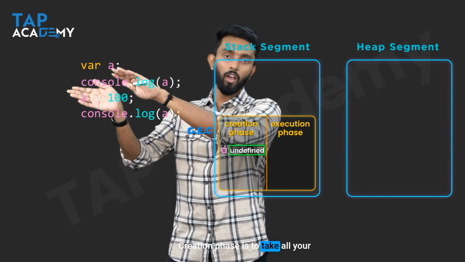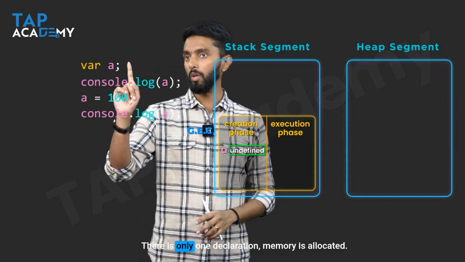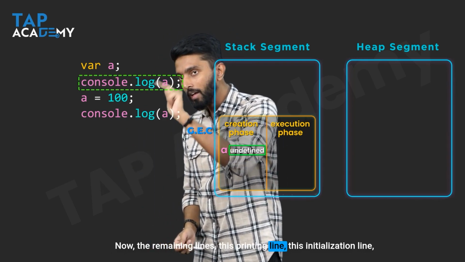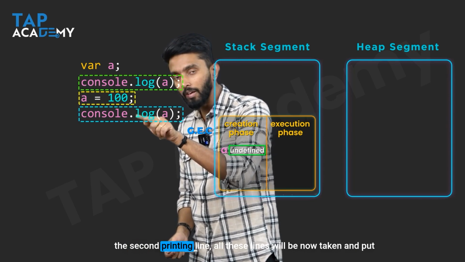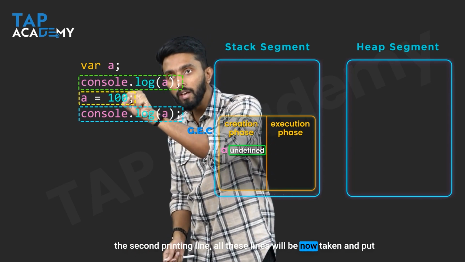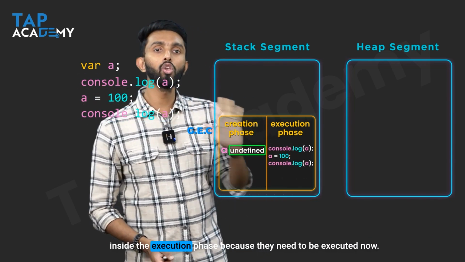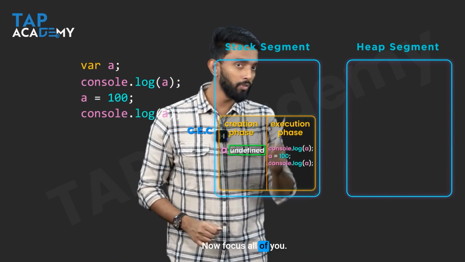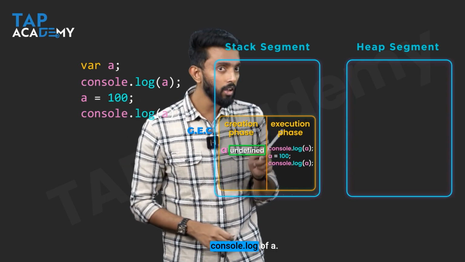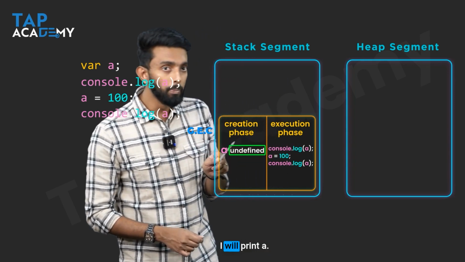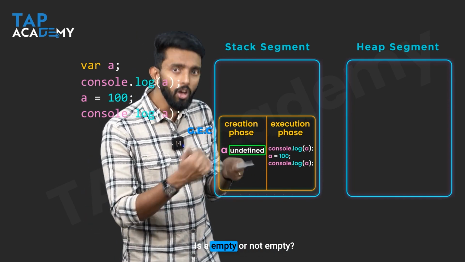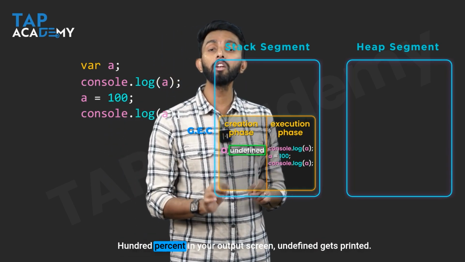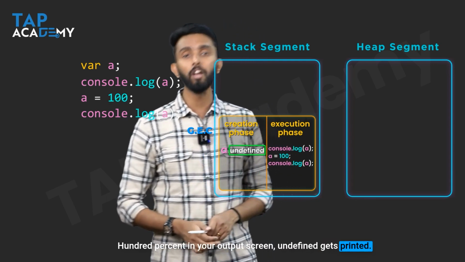The creation phase is to take all your declarations and allocate memory for them. There is only one declaration, so memory is allocated. Now the remaining lines, this printing line, this initialization line, the second printing line, will be taken and put inside the execution phase because they need to be executed now. Understood what I'm trying to say? Now focus, all of you. I'm in the execution phase. What is the first line? console.log of A. Very good. I will print A. Is A empty or not empty? It is not empty, because the value inside it is undefined. 100% in your output screen, undefined gets printed.